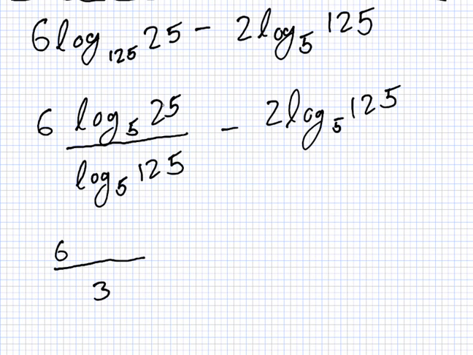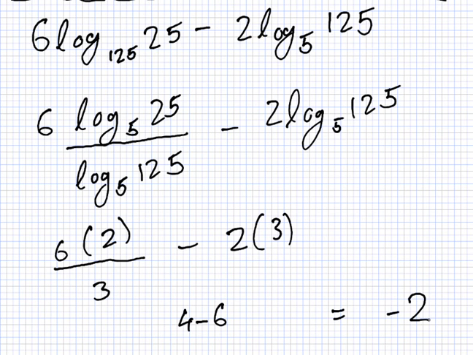And log 5 of 25? It's 2, isn't it? And then here, that's a 3. Log 5 of 125. So let's see, 3 goes into 6 twice, so that's 4 minus 6, so minus 2? Yeah? Okay.